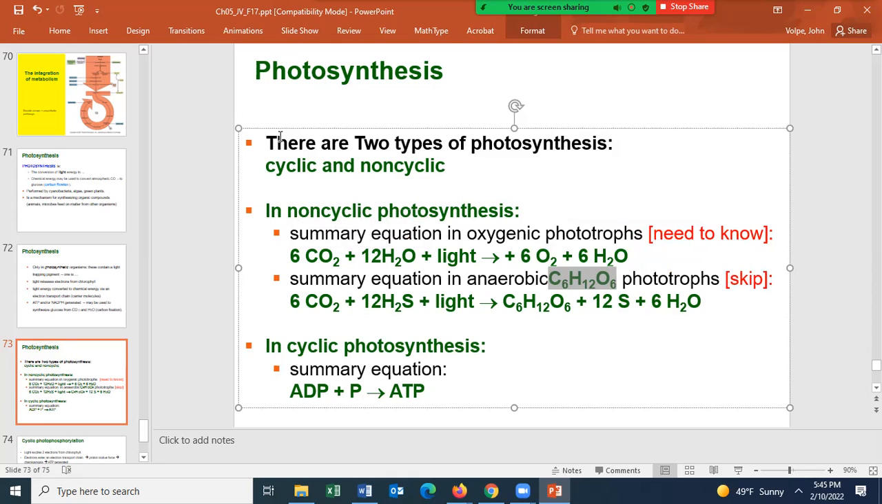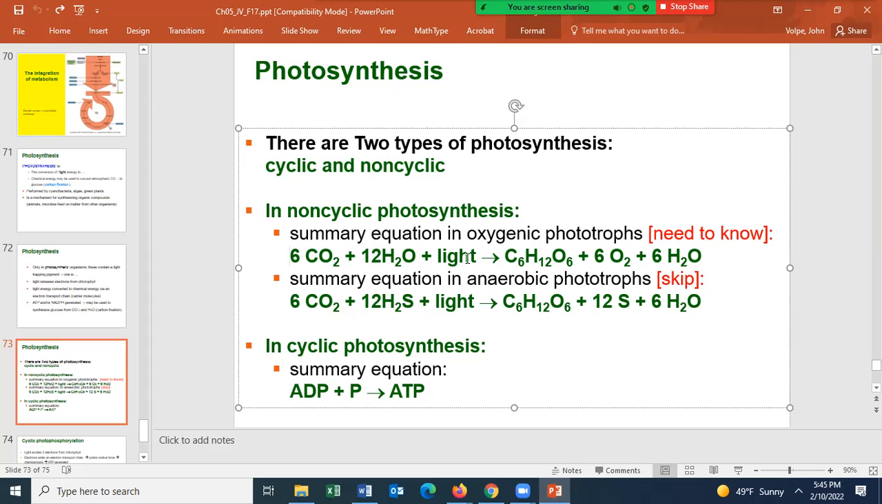This can generate oxygen. You should know there's another photosynthetic reaction. You don't need to know it, but it doesn't generate oxygen. So this is oxygenic photogenesis. And this is the one you've probably seen.